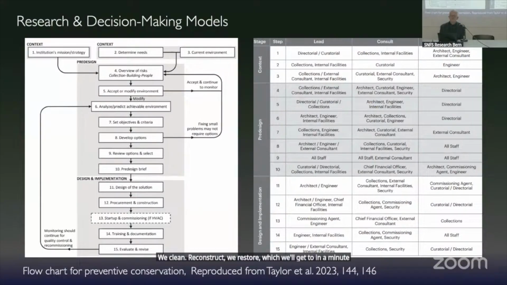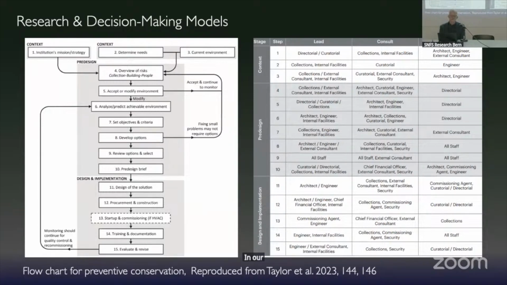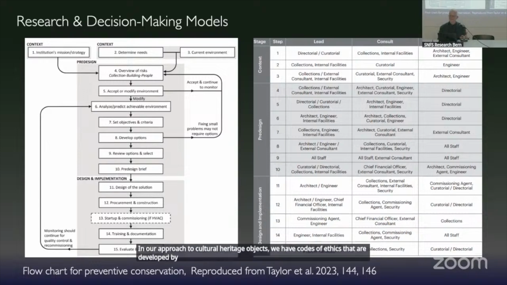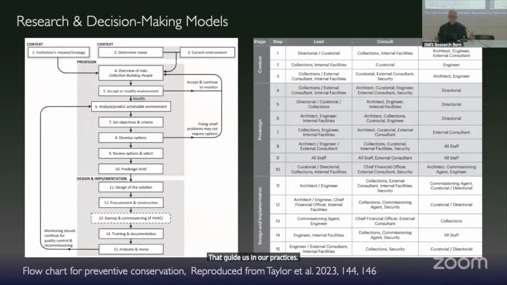And we were struck in Leiden by a number of the nature conservators who were really impressed at how organized we are in our approach to cultural heritage objects. We have codes of ethics that are developed by local, national, and international organizations and ratified by their membership and constantly revised, that guide us in our practices. We develop research and decision-making models.